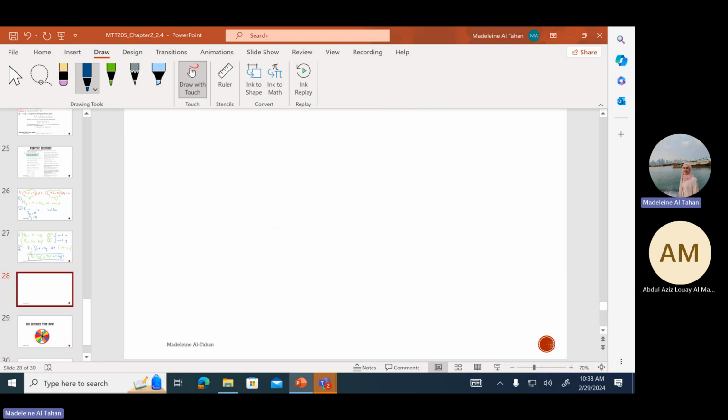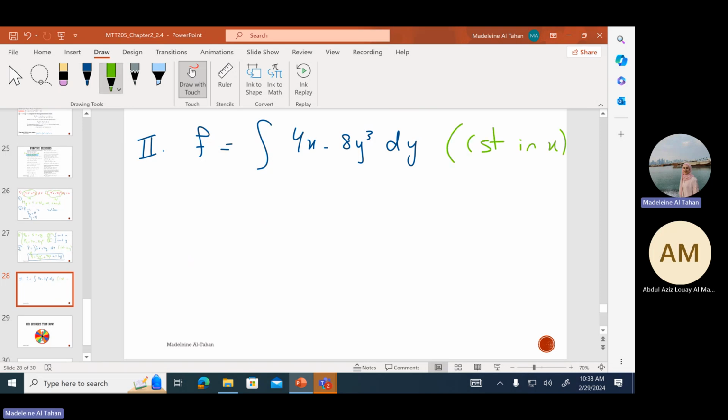Then the second one, we will integrate it. With respect to what? F is equal to 4x minus 8y cubed, with respect to y. What's our constant here? Constant in x. Perfect. So 4x becomes 4xy, minus 8y cubed becomes 8y to the fourth over 4, minus 2y to the fourth, plus a constant. This constant is in x.